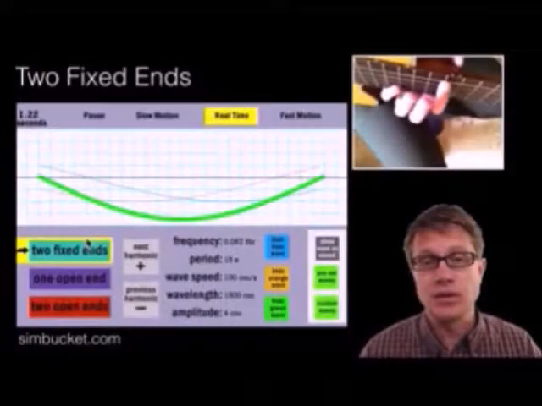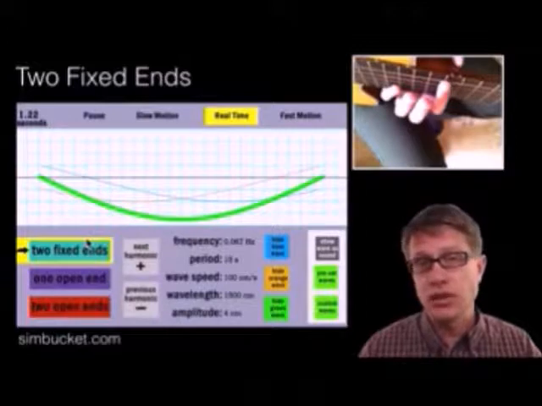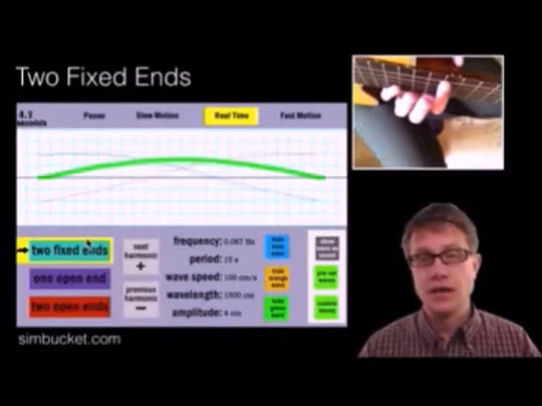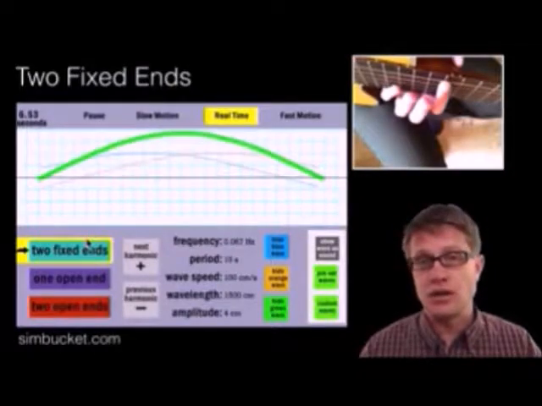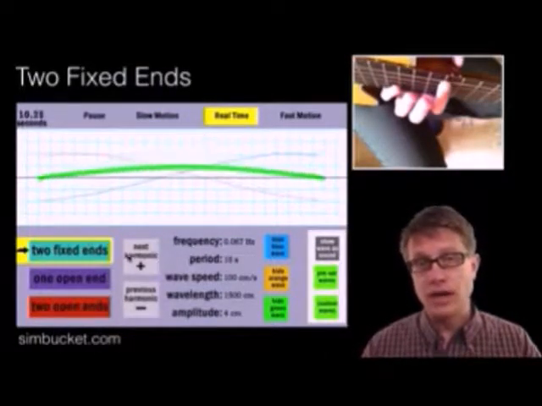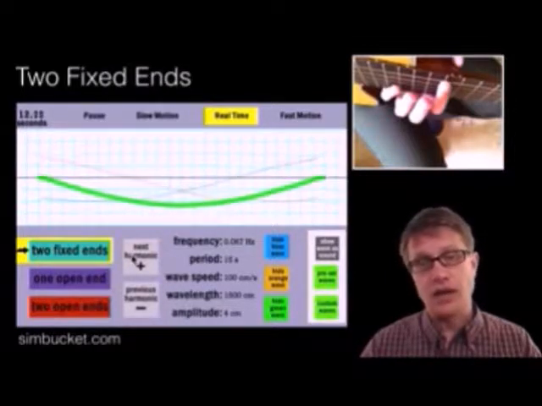So this is a SimBucket simulation. What we're doing is looking at standing waves. The first one we're going to look at is when you have two fixed ends. So an example of this could be a guitar. And so what you do is you have a string, you hold it on one side, and then you pluck it, and you're going to have vibration.